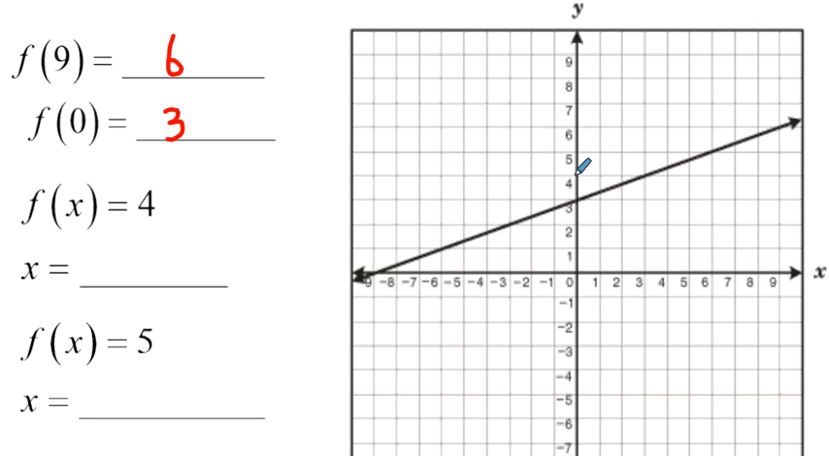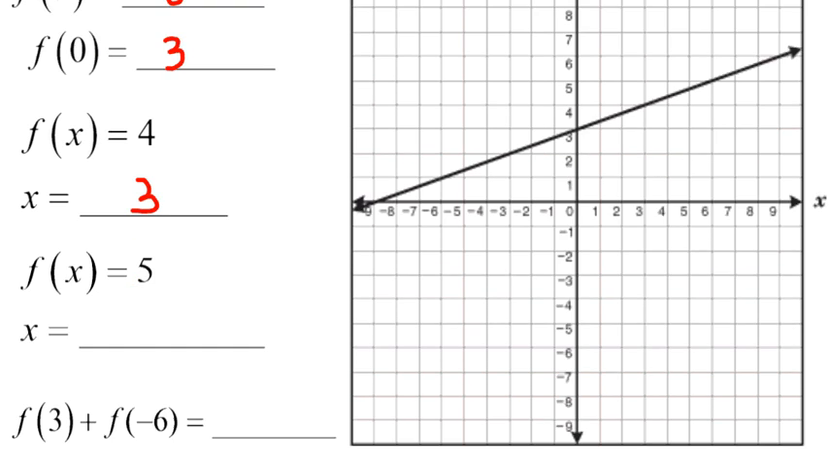And now I have to see, well, where is that on my function? So I have to go over to my function, say, oh, here's where I have the output of 4. What input does that happen at? 3. So remember, x equals 3. So f of 3 gives us 4.